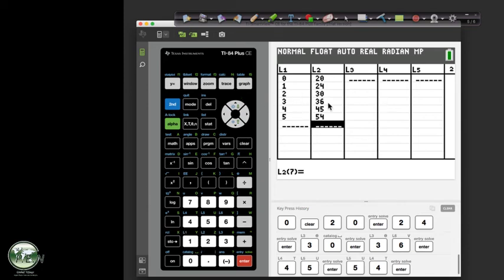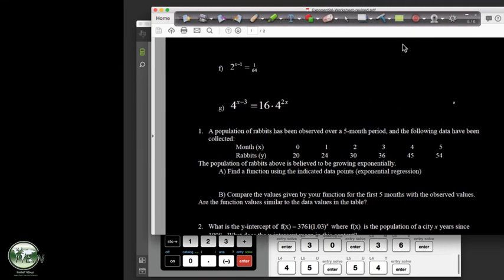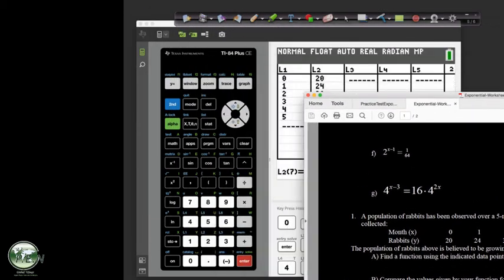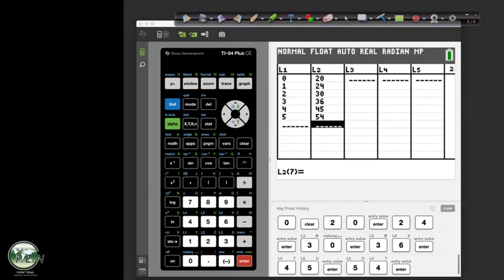And just to kind of compare, I'll bring it back over. So that's the data we've got. We've just entered the data 1, 2, 3, 4, 5. And then the y values 20, 24, 30, 36, 45, 54. And then now it's asked us to find a function, an exponential function. So how do we do that?